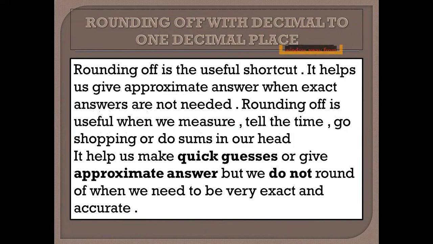This is your review of the definition of rounding off. Rounding off is a useful shortcut. It helps us give an approximate answer when an exact answer is not needed. Rounding off is useful when we measure, tell the time, go shopping, or do sums in our head. It helps us make quick guesses or give approximate answers, but we do not round off when we need a very exact and accurate answer.